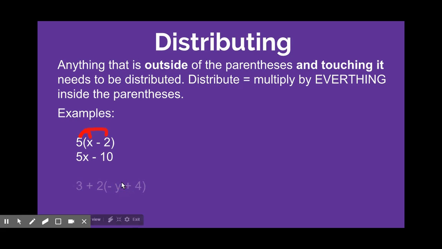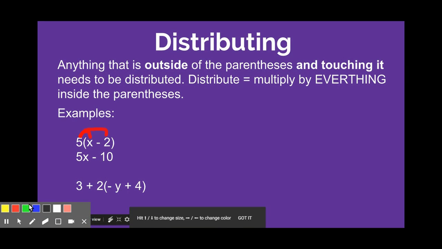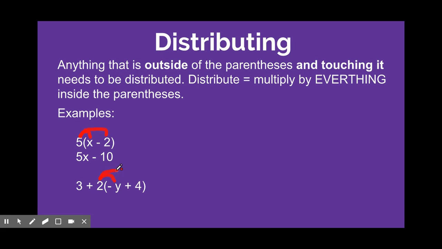Let's look at another example. We have 3 plus 2 times the quantity negative y plus 4. So again, it might be helpful to look at my pen. Notice only the 2 is next to the parentheses. The 3 is not. So you're going to multiply 2 by negative y, and then you're going to multiply 2 by 4. And when you do that, you should get 3 minus 2y plus 8.